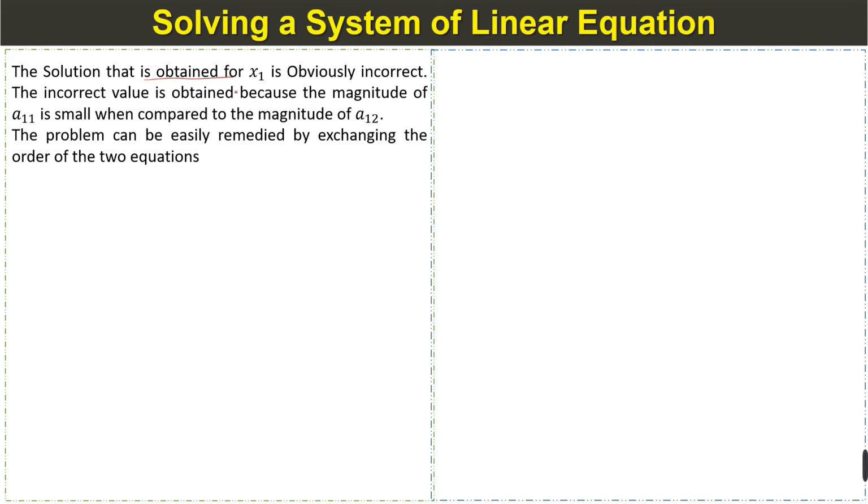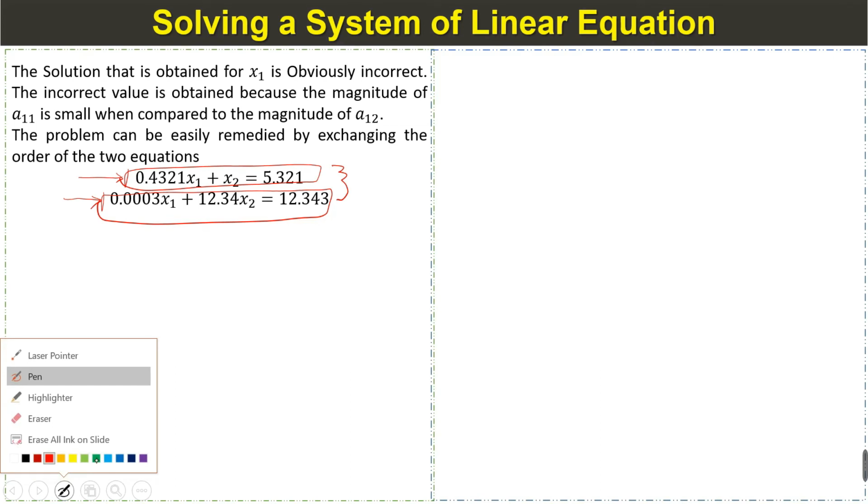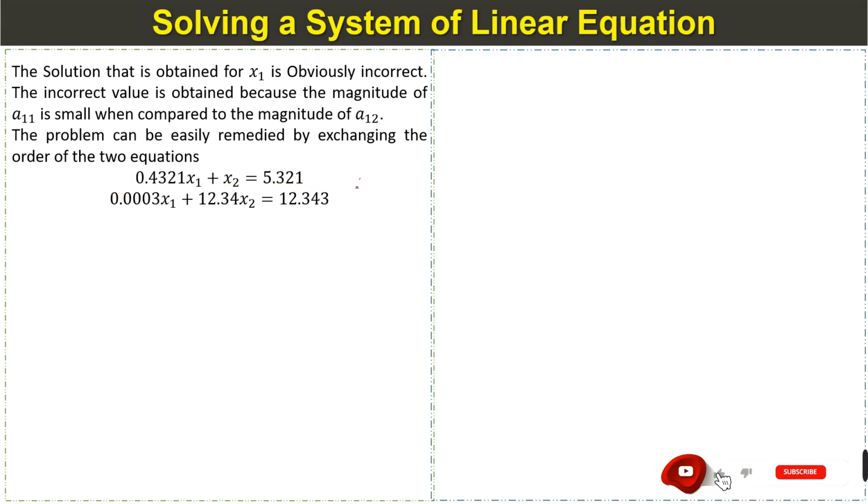The solution obtained for x1 is obviously incorrect. The incorrect value is obtained because the magnitude of a11 is small when compared to the magnitude of a12. This problem can be easily remedied by exchanging the order of the two equations. For example, this was the second equation, and this was the first one. Now we have changed the order of these equations, and here this is the pivot equation and this one is the second equation. Now again we apply the Gauss elimination method and find the values of the unknowns x1 and x2.